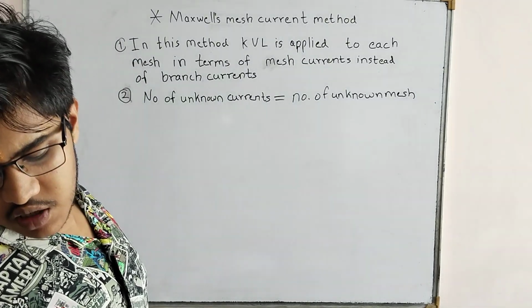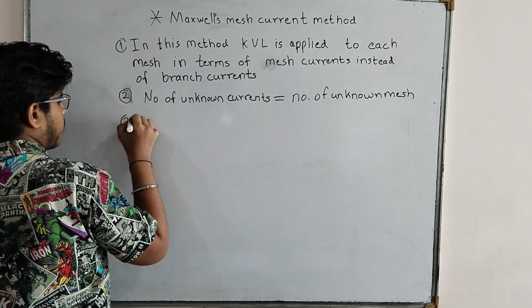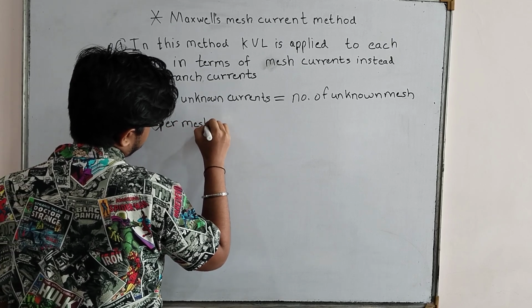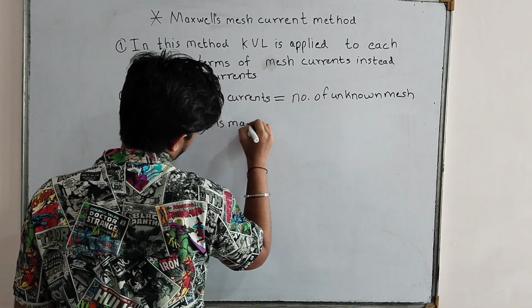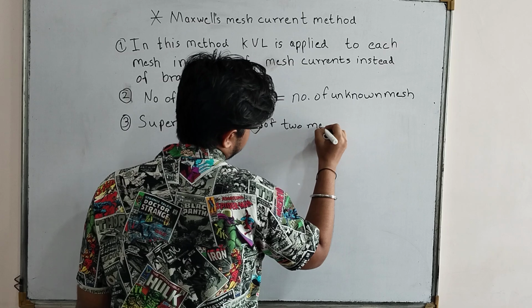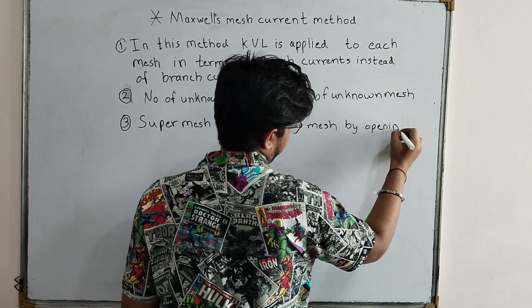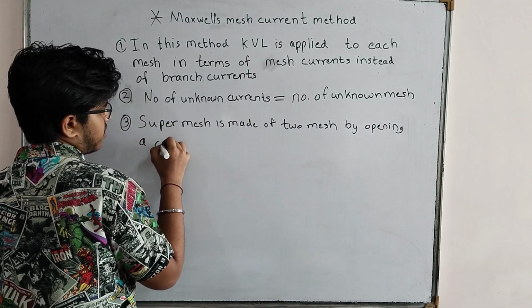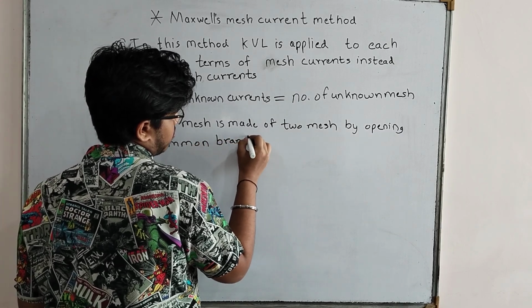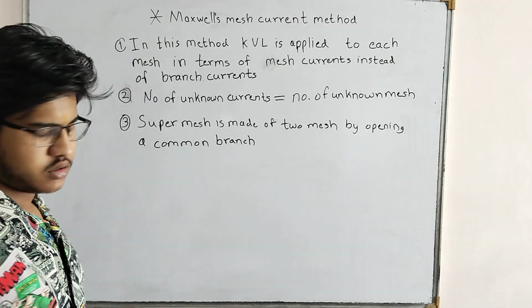Next, a supermesh is made up of two meshes by opening the common branch, a common branch in which a current source is present.